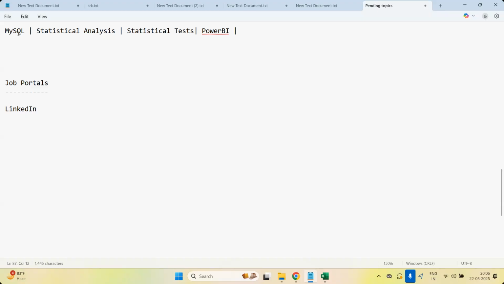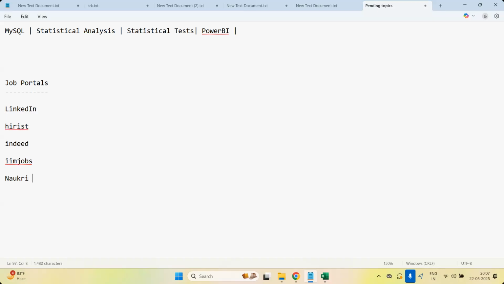Now, job portals like LinkedIn, like Hirist, Indeed, IAM jobs, and followed by Naukri. These are the different websites which I generally prefer. My preference order is Naukri in the last.